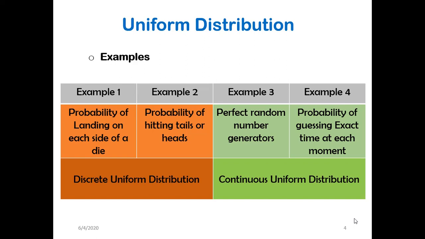We have some examples here. Numbers 1 and 2 are for the discrete case, and I will not speak about that. But numbers 3 and 4 are for continuous uniform distribution, which is our discussion for today. Example number 3 speaks of random number generators. Think, for instance, you are generating random numbers between 1 to 10. Any number in between 1 to 10 has equal likelihood of happening.